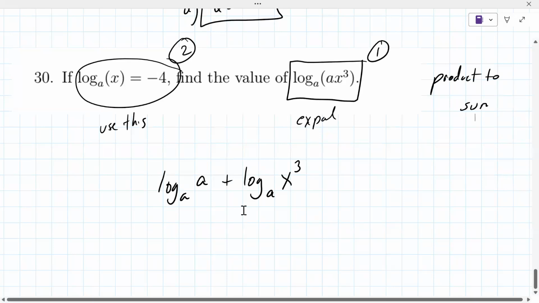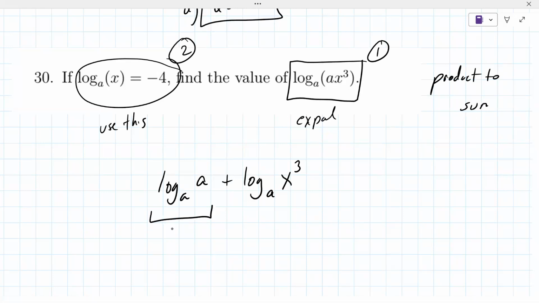Okay, so it's just as simple as plugging in -4. Not yet, not yet. This over here on the left is 1, because the A's cancel out. Well, it's a little bit more than that, but I'll let that slide.